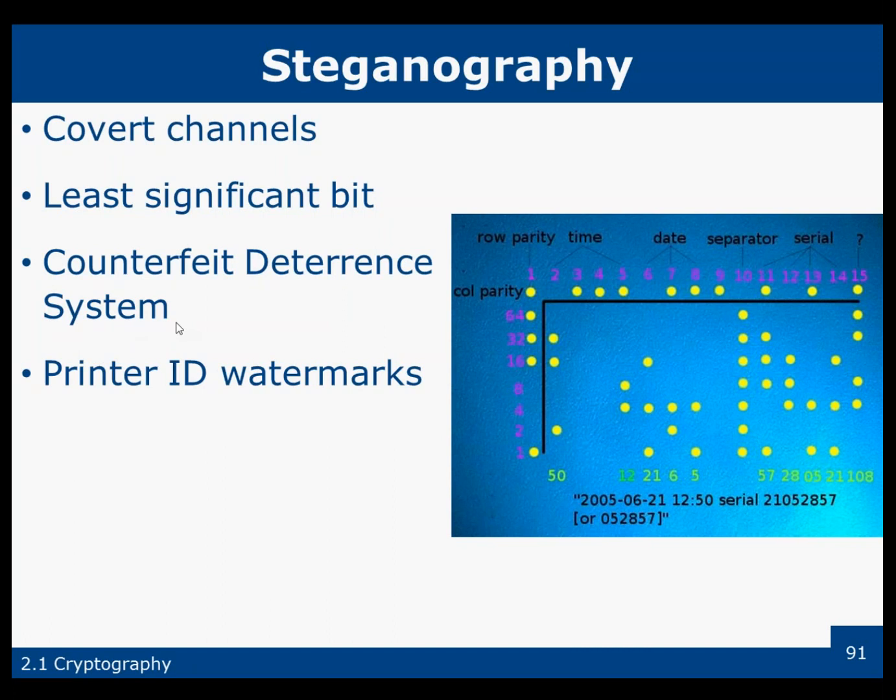Some of them maybe not big airports. Counterfeit deterrence systems use steganography. The new money, you look at it and you can see the watermarks inside of the bills. And this one over here is showing printer ID watermarks, where printer manufacturers watermark the pages, and it tells you when it was printed, what the serial number of the printer was, and a whole lot of information about the document itself. So it can be used for a number of things, and they've got an activity for you to do on that one also.